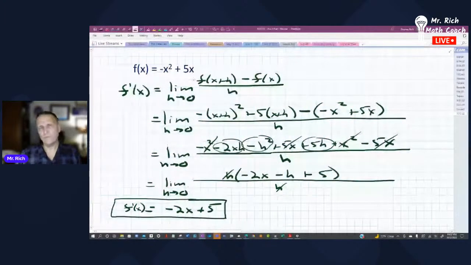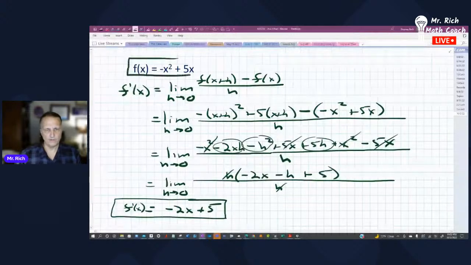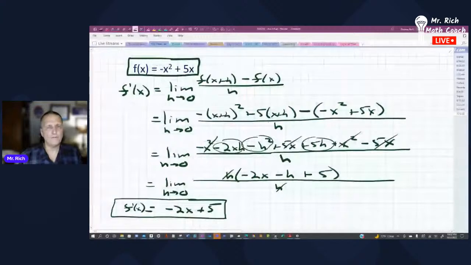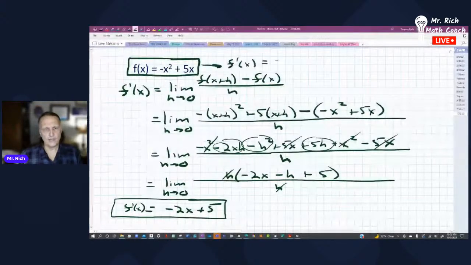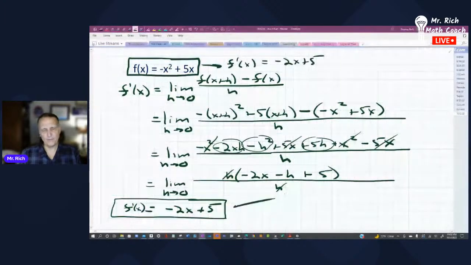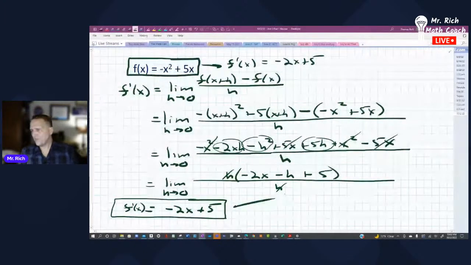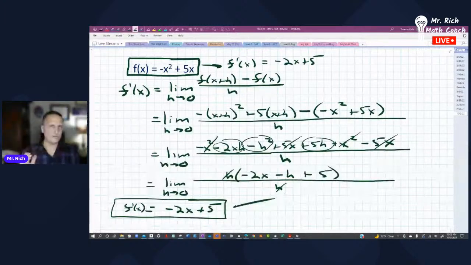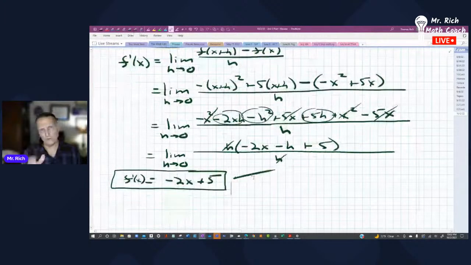Now, if you know the rules of derivatives, you realize what the derivative is in about 2.5 seconds rather than going through this whole process. That this derivative, using the power rule, is negative 2x plus 5, which is what we ended up with. All right, but oftentimes your teacher is going to have you, on your first unit test on derivatives, show that you can use this limit definition of a derivative to find a derivative.